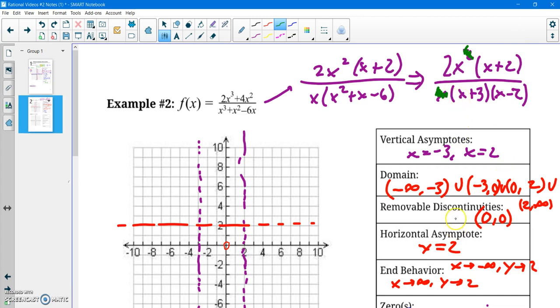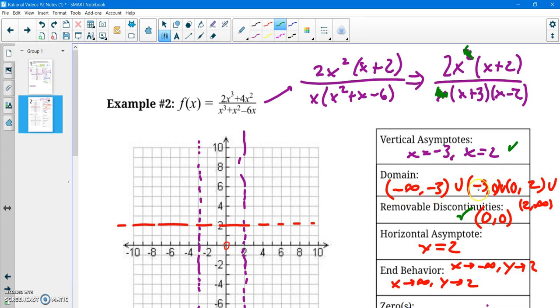To figure out the y where that happened, I plugged 0 into this, and I got 0 over -6, so I got 0. (0, 0) was where my hole was located. The remaining factors in the denominator told me the vertical asymptotes. Both of the vertical asymptotes, as well as the x-coordinate of the hole, were all restrictions on my domain. So my domain is broken up into 4 chunks.